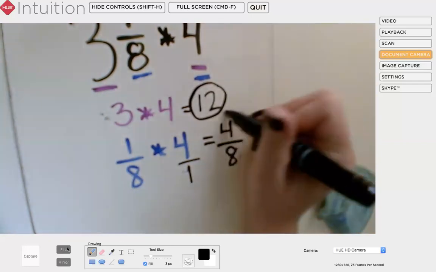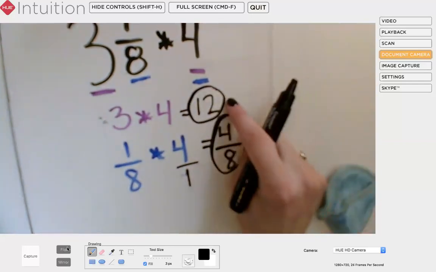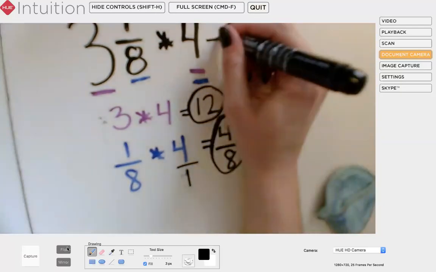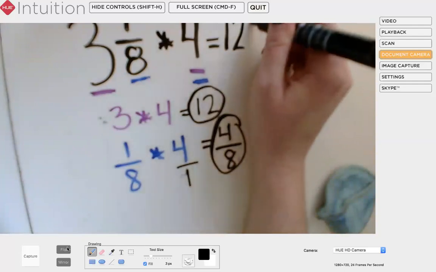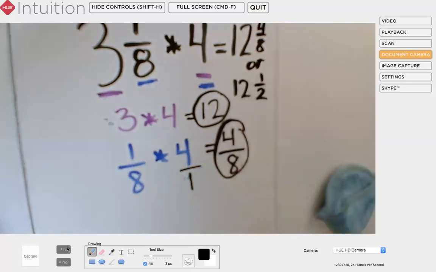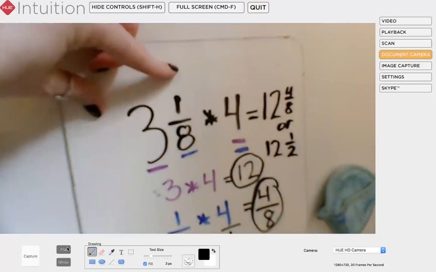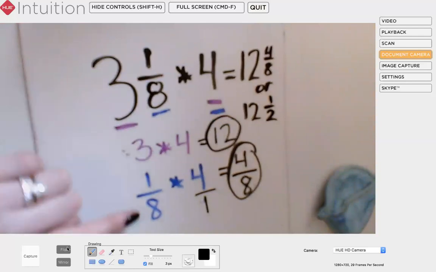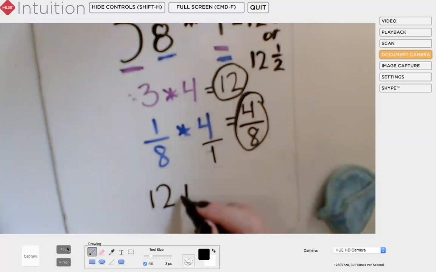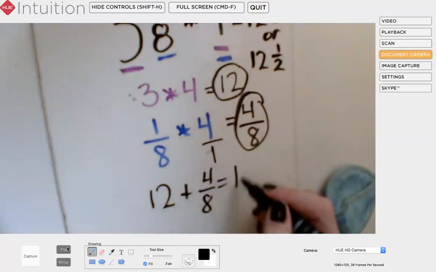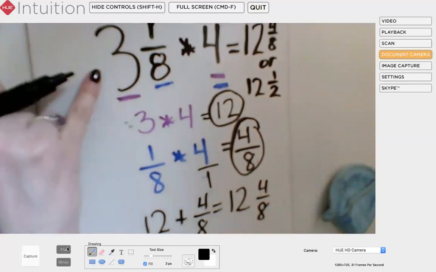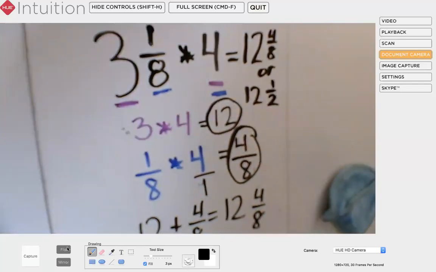So after I break up those two problems, I see the whole number 12 and I see the fraction 4/8. Well, I'm going to put those back together and write it as 12 and 4/8. Or I know this can be 12 and 1/2. So just like I split up 3 and 1/8 into each one, I put it back together for my answer. So it's kind of like I'm taking 12 plus 4/8 equals 12 and 4/8. So that is how I multiply a mixed number times a whole number.